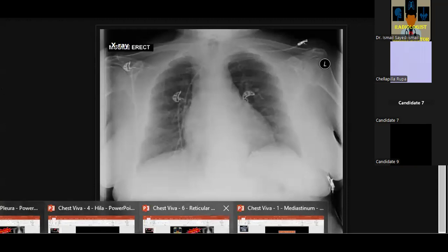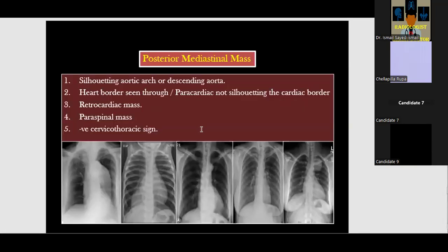Okay. Let's revise these mediastinal lesions and signs of a posterior mediastinal mass. A posterior mediastinal mass will be continuous with a posterior mediastinal structure like the aortic arch. Or I can see the cardiac border through the mass, or I can see a well-defined lateral border through the heart, retrocardiac. It's also posterior mediastinum. Or I can see this mass adjacent to the paraspinal line, continuous with the paraspinal line.